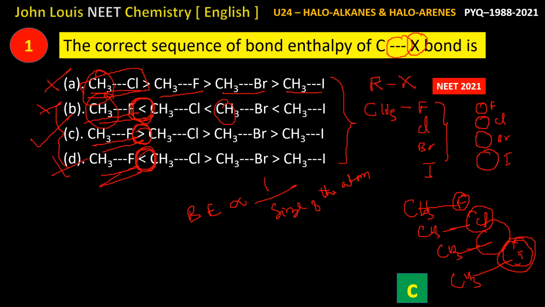So we need not check the rest of the things. Only option C should be the correct one. Therefore the correct sequence of bond enthalpy of CX bond is CH3F greater than CH3Cl greater than CH3Br greater than CH3I.